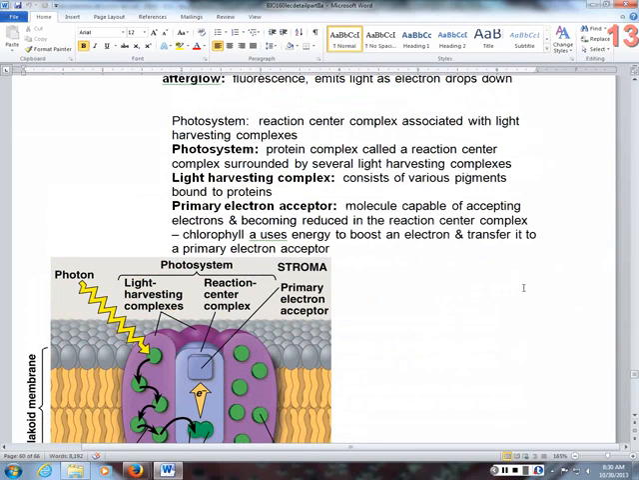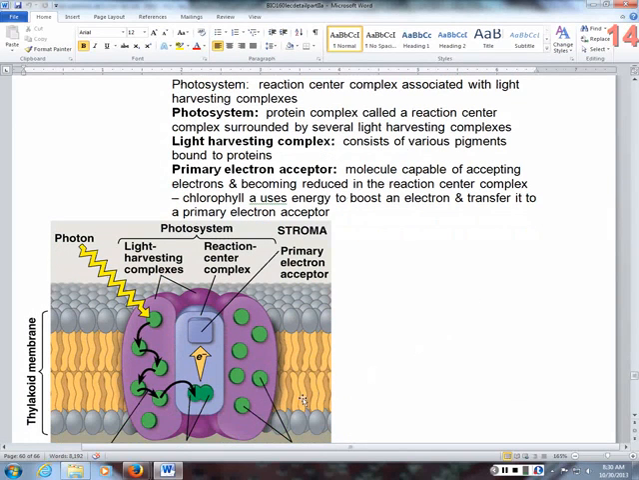So when we have these photosystems, it's the reaction center complex along with the light harvesting complexes. And so you've got your light harvesting complex that's going to have the various pigments in there. And then you've got the photosystem, which is a protein complex that's going to have a reaction center in there. And that reaction center is going to send up its electron to its primary electron acceptor. So this is just showing the energy coming in, moving down, being trickled through, and then pushing the electron up in energy.